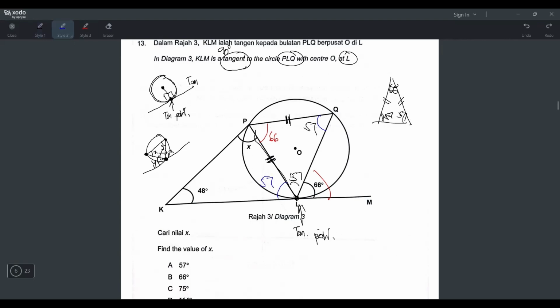And because blue and blue are the same, okay, now we can find x. So the x is just, look at this triangle. The total angle inside a triangle is 180. So 180 minus 48 minus 57 will give you the answer. So let's press the calculator. Okay, my calculator gives me 75. So the answer is C, for number 13. Okay, all right, that's all.